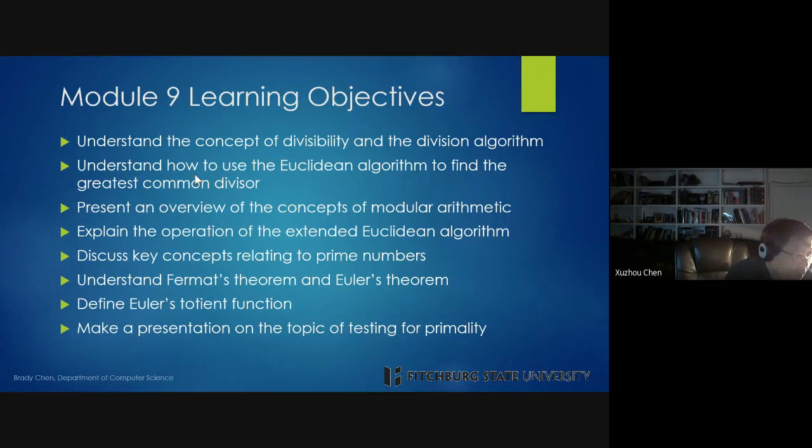So here are the learning objectives. Number theory is very, very basic. Even in elementary school, you already learn some of the theory about numbers, such as the concept of divisibility and also the division algorithm. So these are not new areas. It's not really an advanced area. It's a very basic area.